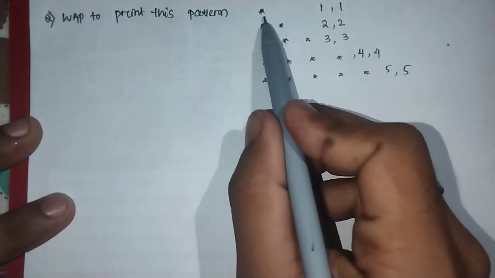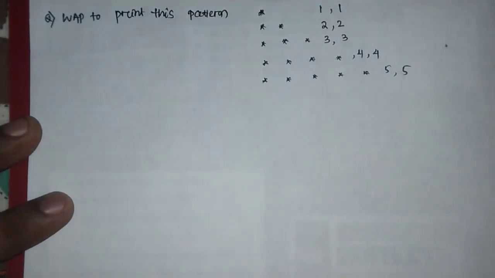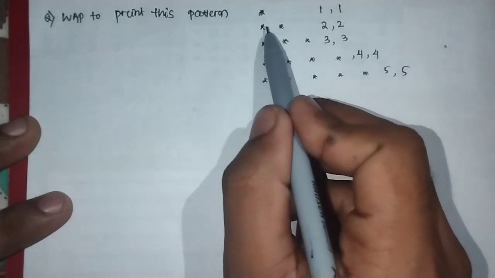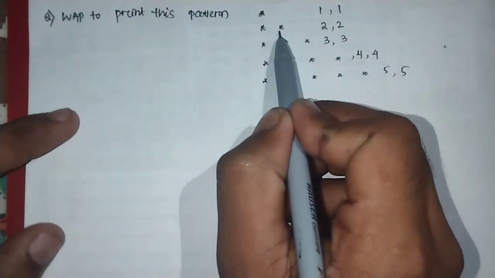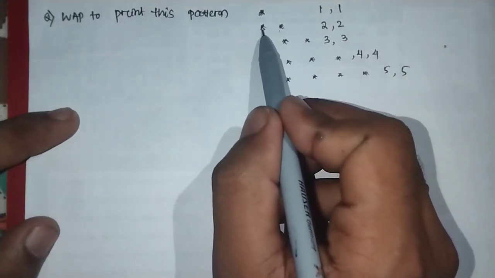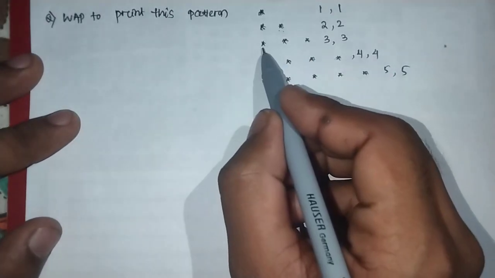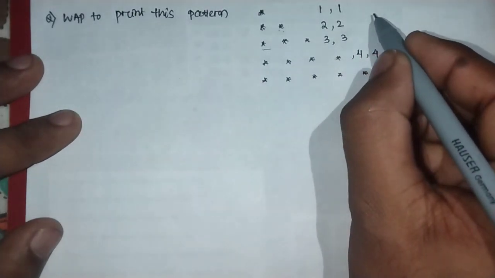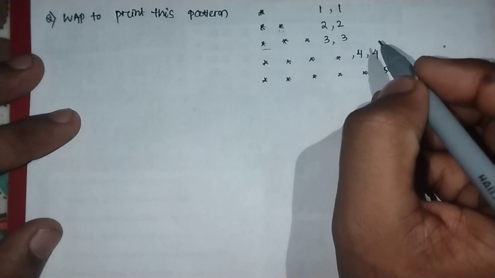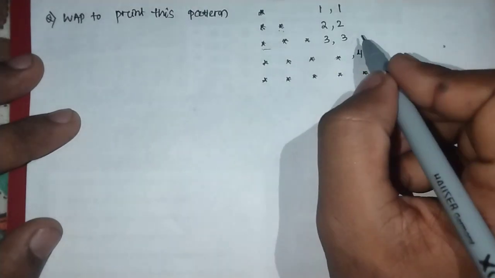In row number 1 there is one element, so it has no problem. In the next row there are 2 elements; it starts from 1 and goes to 2, meaning it is printing 2 elements. In the next row, that is row number 3, it is printing 3 elements. That means the inner loop will be the same as I.